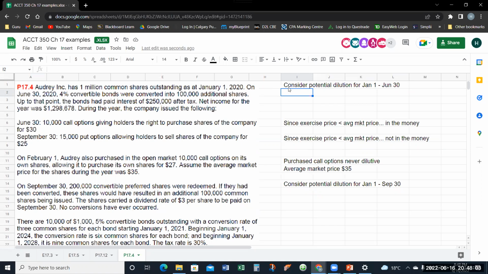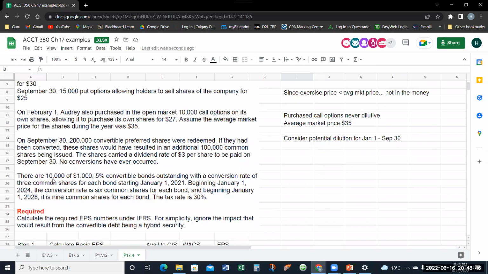So diluted EPS impact from Jan 1st to June 30th, actual conversion impact on basic EPS. You've got to include in WACS, in the weighted average common shares. So this one's a little bit complex, right? As you can see, there's a few things happening. The convertible bonds are going to affect the basic EPS calculation because they actually did get converted and common shares were issued for them. But while they were not yet converted, they had the potential of being converted and impacting EPS.